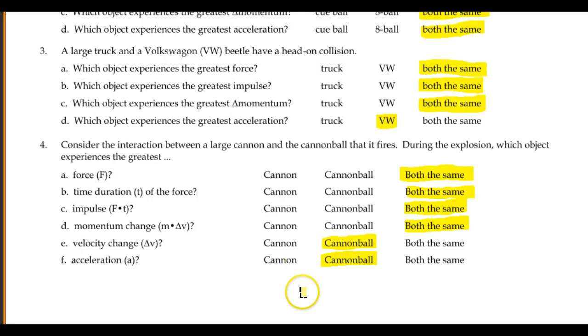Okay, so we're going to try to apply that to a few other situations and talk more importantly about the vector nature of momentum in our next episode.